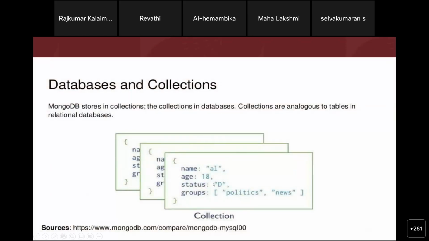And a collection is equivalent to a table, right? Inside a collection, you can have multiple documents. Multiple documents form a collection, and multiple collections form a database. So that's how it works. I hope it is clear as of now.